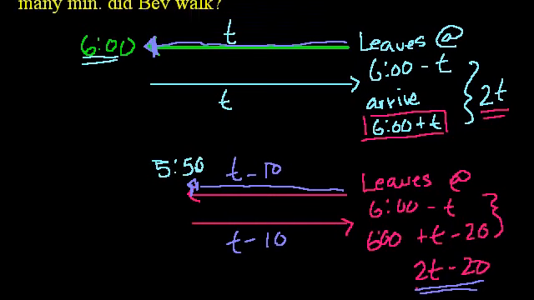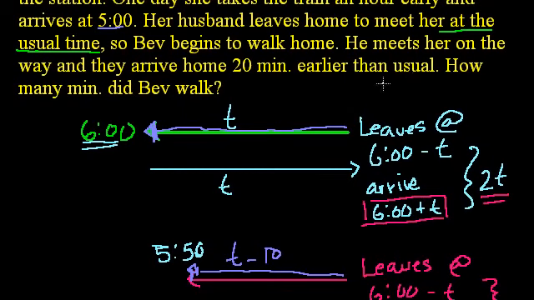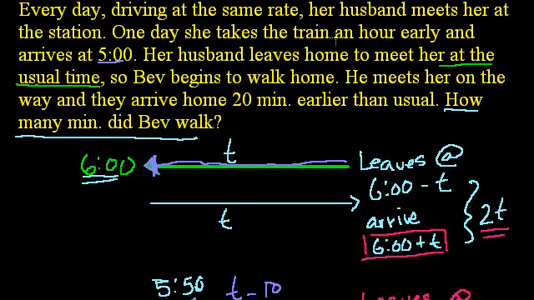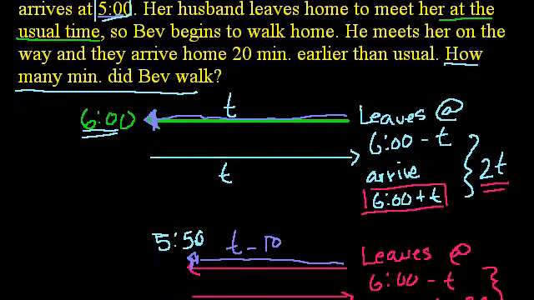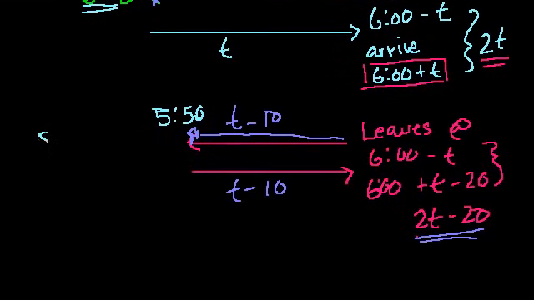Now, the question is, how many minutes did Bev walk? Remember, she arrived an hour early and arrives at 5 o'clock, and then she just starts walking. And when does he pick her up? He picks her up at 5:50. So she walked for 50 minutes.